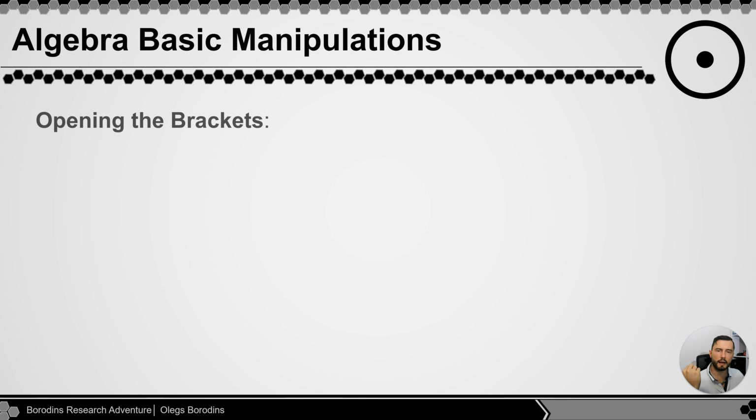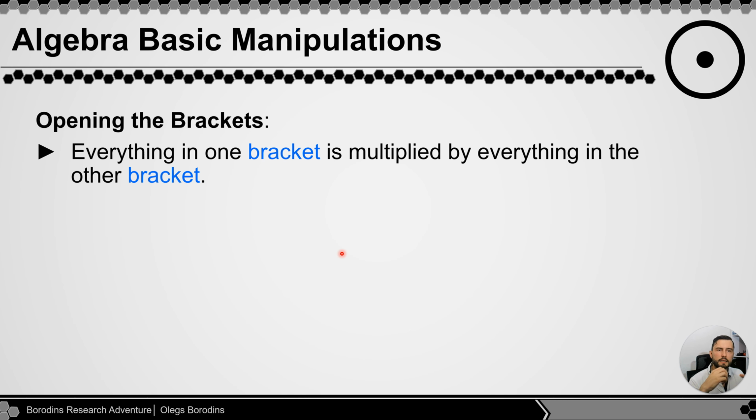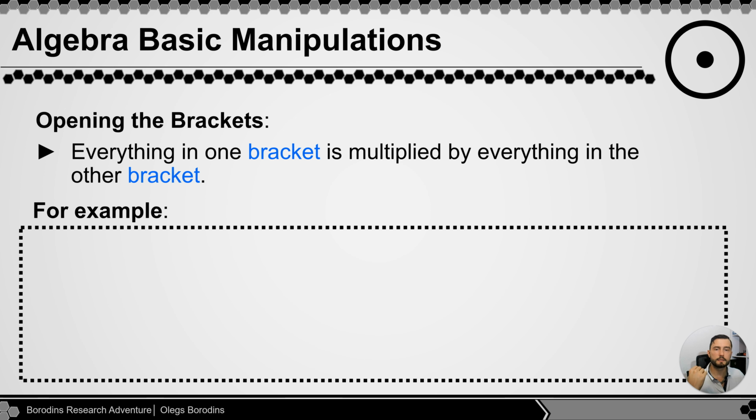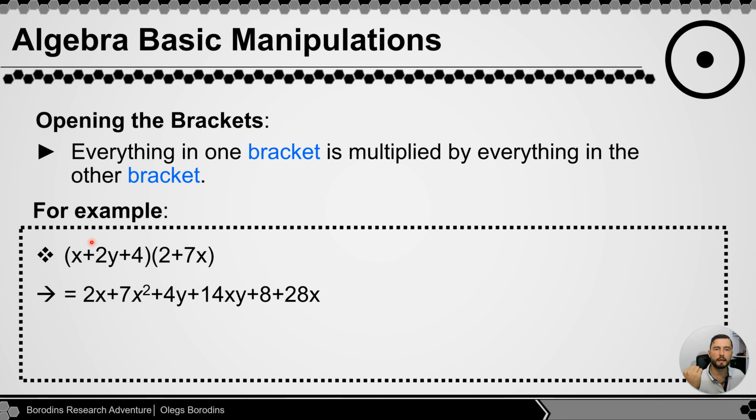But how would you open the brackets? Everything in one bracket is multiplied by everything in the other bracket. Very simple. Let's take an example where we have one bracket x plus 2y plus 4 and it's times another bracket 2 plus 7x. We will get something like this, where x times 2 will be 2x, x times 7x will be 7x squared, 2y times 2 will be 4y, 2y times 7x will be 14xy, 4 times 2 will be 8, and 4 times 7x will be 28x.